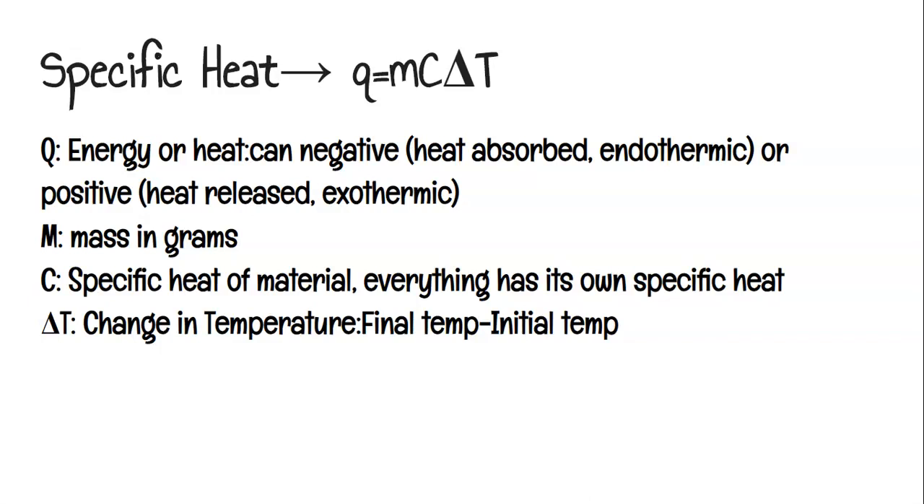We look at mass in grams. We look at C, which is specific heat. Everything has its own specific heat. This is the amount of energy required to raise 1 gram of that substance 1 degree Celsius. And then delta T, they go together. Delta means change. Change means you're going to subtract. It's a change in temperature. We're going to take our final temperature and subtract our initial temperature.